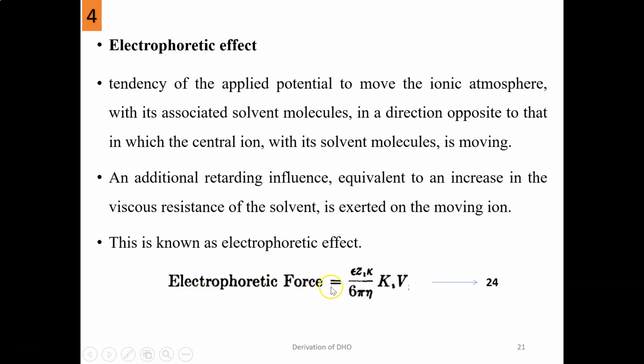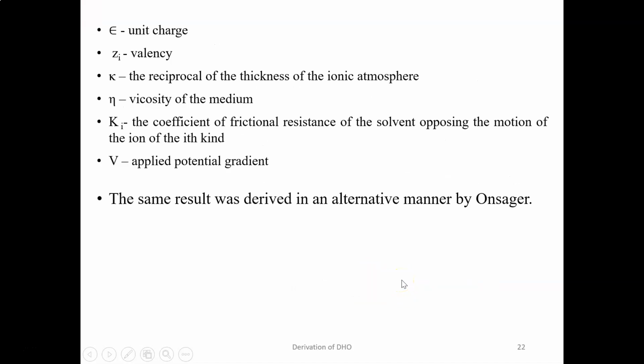The electrophoretic force can be given as epsilon Zi kappa divided by 6 pi eta ki v. So here you have kappa, eta and k, and the term corresponding to the voltage that we applied. Here epsilon is the unit charge, Zi is the valency, kappa is the reciprocal of thickness of ionic atmosphere, eta is the viscosity of the medium, Ki the coefficient of frictional resistance of the solvent opposing the motion of the ion of ith kind, and V is the applied potential gradient.